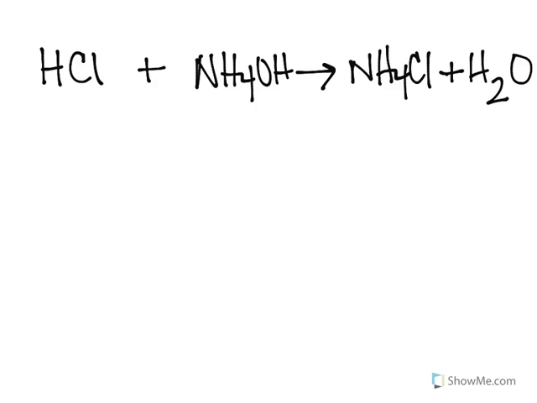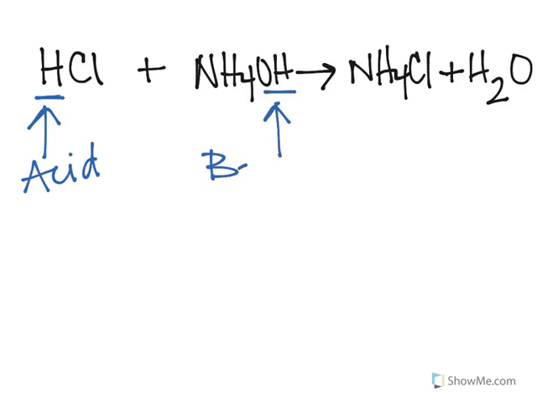So let's take a look at another example here. Let's just think about what we have in this reaction. So first of all, when I look at my reactants here, I notice that I have one reactant that starts with H, and I have another reactant that ends with OH minus. Because this is starting with H, I know that this is an acid. Because this is ending with OH minus, we can categorize it as a base.